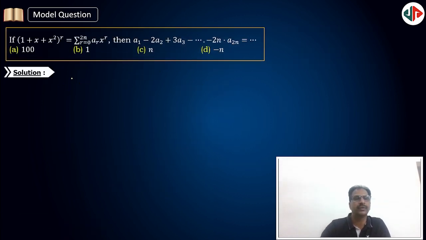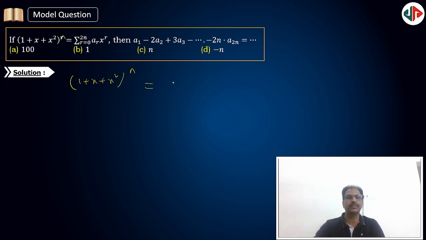Next, (1 plus x square) whole power n, that is not r, that is n, is equal to, expand sigma by giving different values for r: a0 x power 0, a1 into x, a2 x square, a3 x cube, so on up to a2n x power 2n.